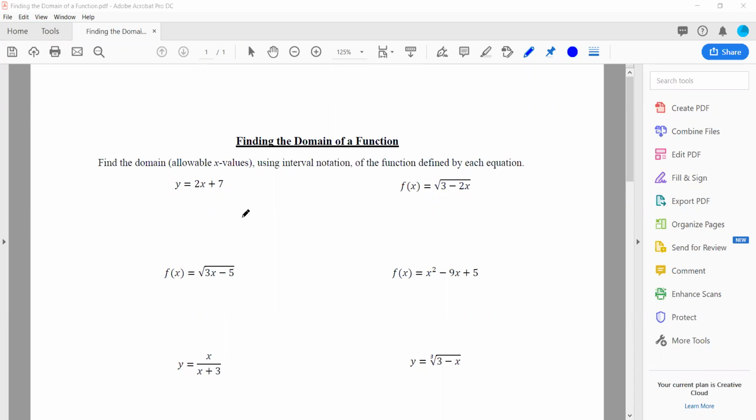So our lesson is about finding the domain of a function. Make sure you've got paper, pencils, sticky notes, highlighters, pen, pencil, whatever you want to use to write down these notes. I'm going to do a problem and then ask you to stop the video and do a problem yourself.